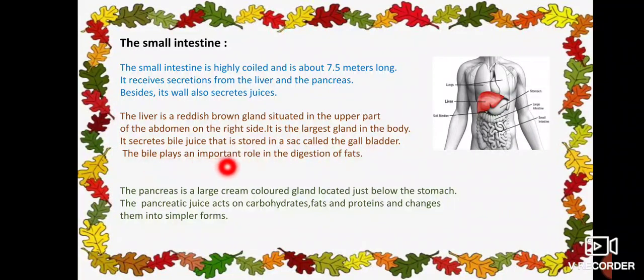And the bile plays an important role in the digestion of fats. This bile which is secreted by the liver plays an important role in the digestion of the fat which we take in our food. See, in the stomach, digestive juices are produced. Those digestive juices convert protein into simpler substances. But the fat which we eat is digested by the bile juice which is secreted by the liver.